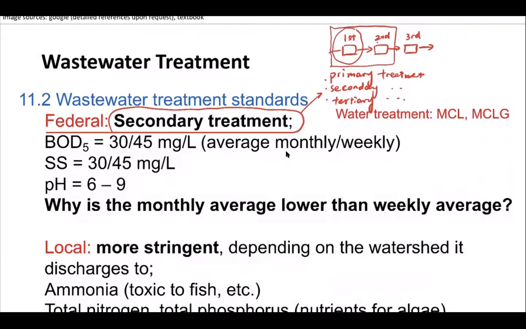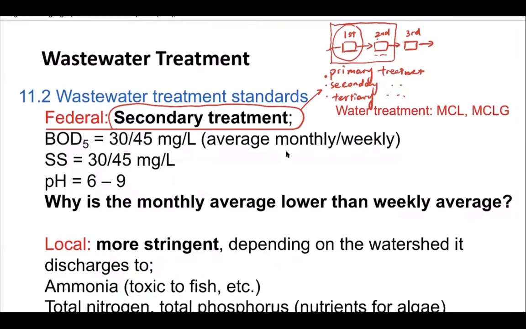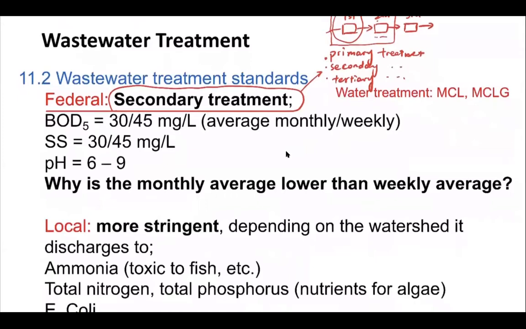Okay, so basically the primary treatment is a more simple method. You can just use sedimentation to remove the contaminants. But the secondary treatment normally involves some biological processes. So we're going to learn more about these processes later on. All right, so this is a requirement in terms of how complex the treatment has to be.